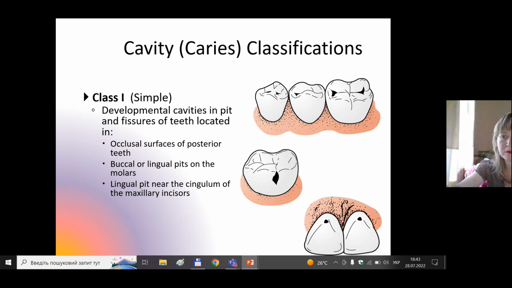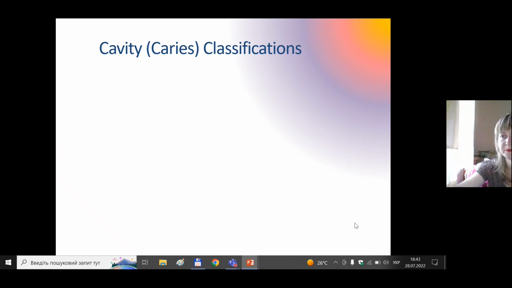Class 1. It is simple cavities. Class 1 refers to developmental cavities in pit and fissures of teeth located in occlusal surfaces of posterior teeth, buccal or lingual surfaces of molars, and lingual pits near the cingulum of the maxillary incisors. So it is class first.